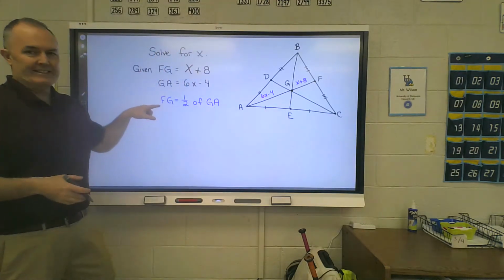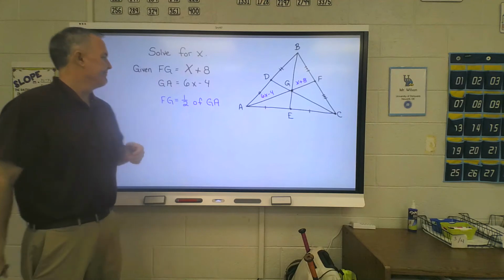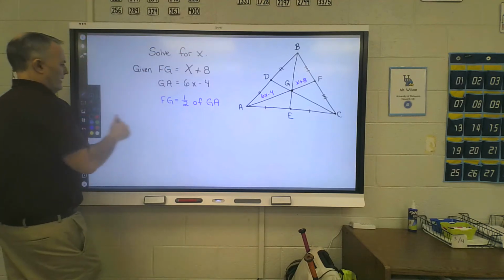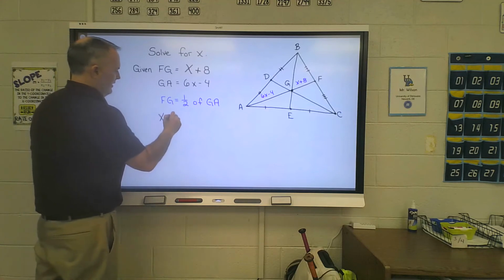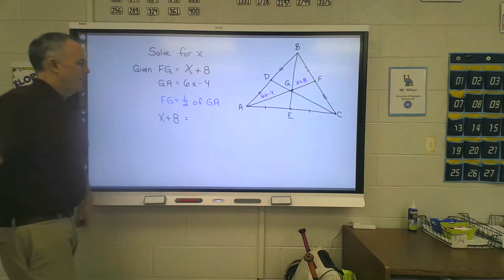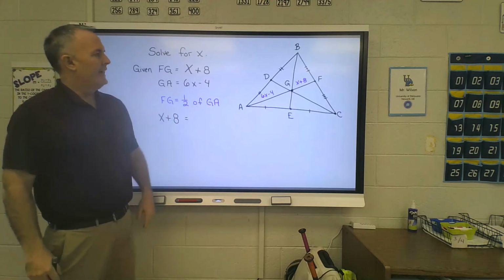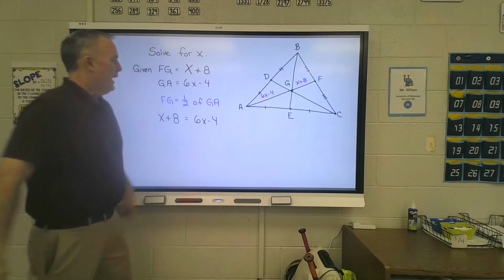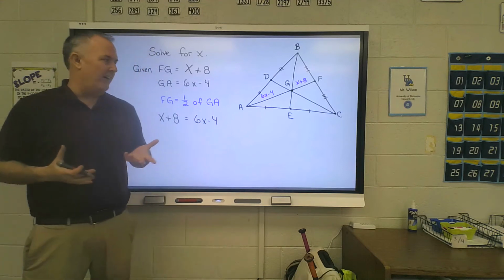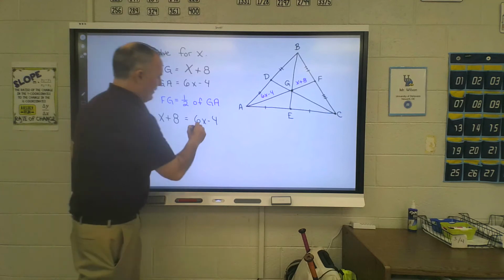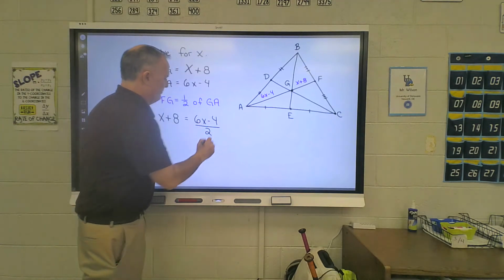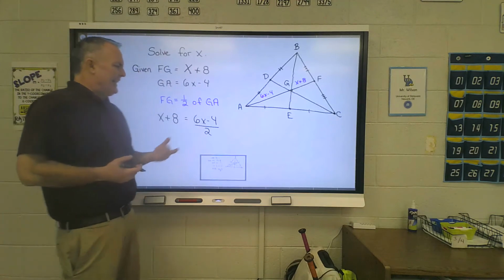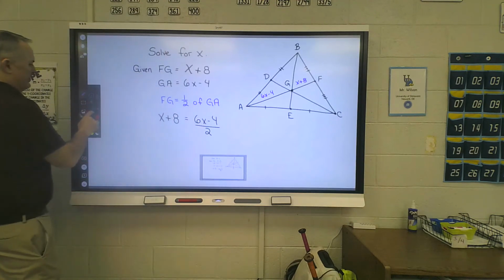Based off of this statement, we can write an algebraic equation. What is FG? Well, FG is x plus 8. What is GA? GA is 6x minus 4. But we don't want all of GA, we just want half. So we're going to take GA and divide it by 2. That's like saying half of GA. Now we have this, we can actually go through and solve it.